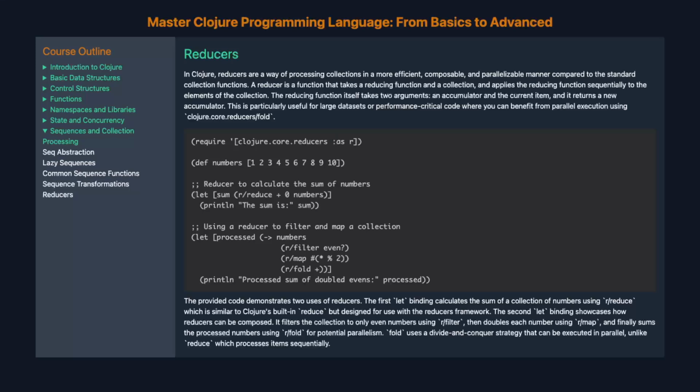The second let binding showcases how reducers can be composed. It filters the collection to only even numbers using r/filter, then doubles each number using r/map, and finally sums the processed numbers using r/fold for potential parallelism. Fold uses a divide-and-conquer strategy that can be executed in parallel, unlike reduce, which processes items sequentially.